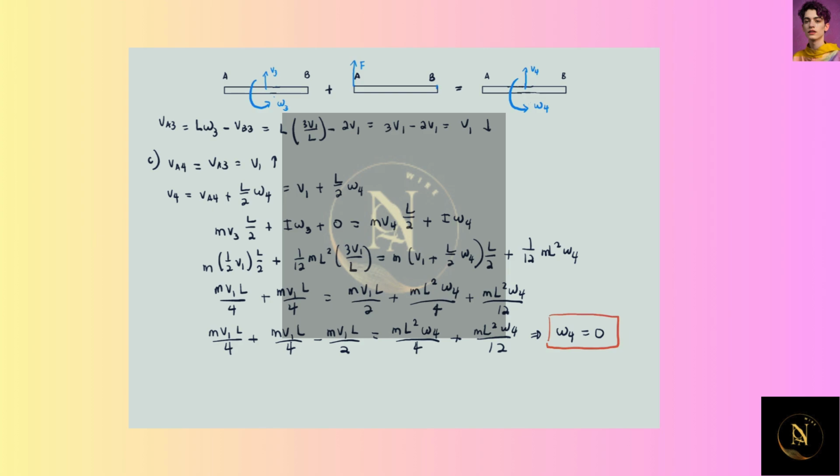And then, lastly, solving for V4. V4 is equal to V1. Then, the second term would be 0. So, V4 is equal to V1, directed upward.